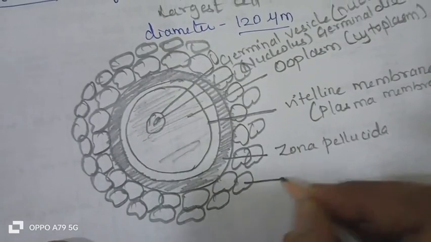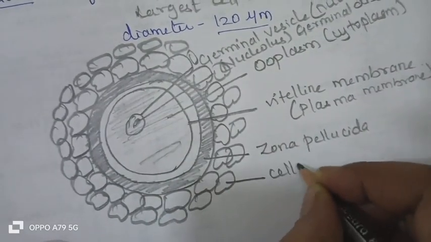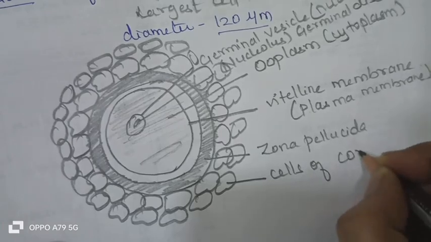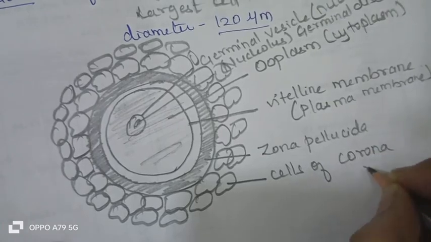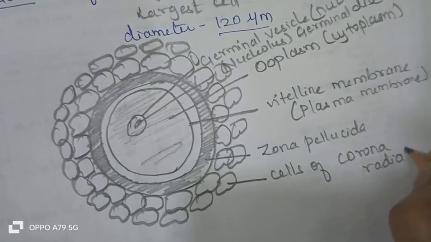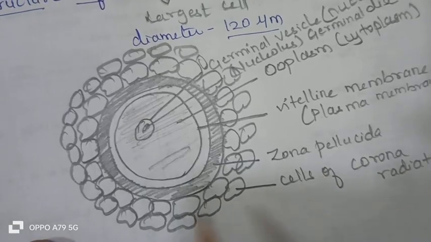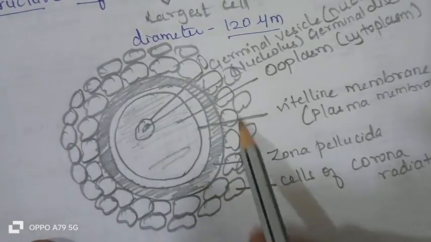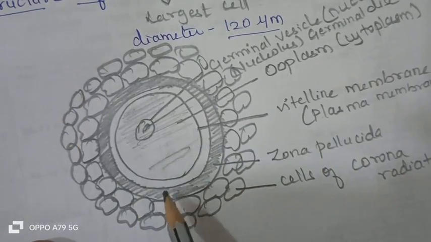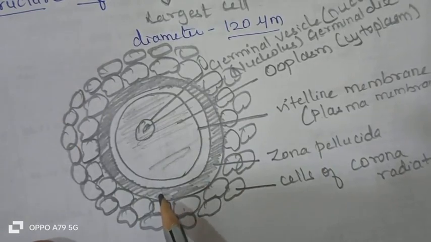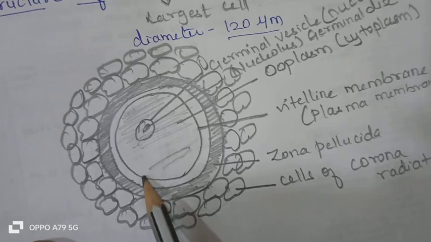Now these follicular cells are the cells of corona radiata. You will find the outermost cells, which we call the cells of corona radiata. Then you will find the thicker layer called the zona pellucida. Then you will find the plasma membrane.